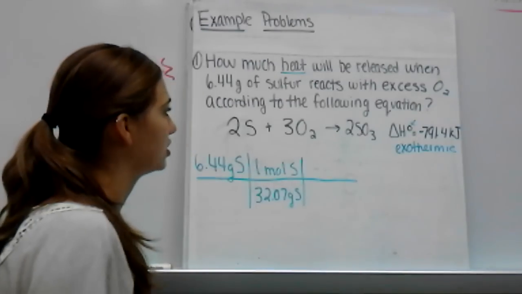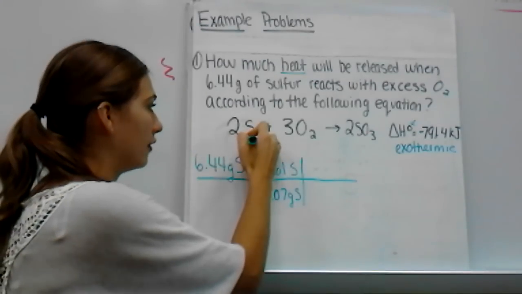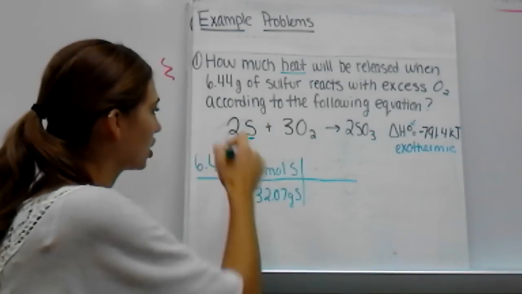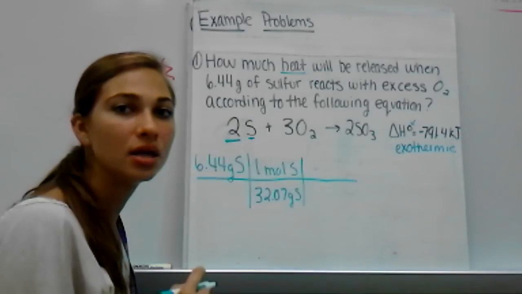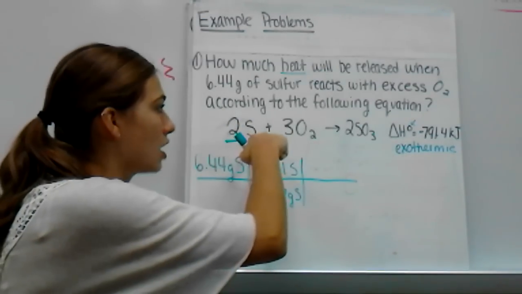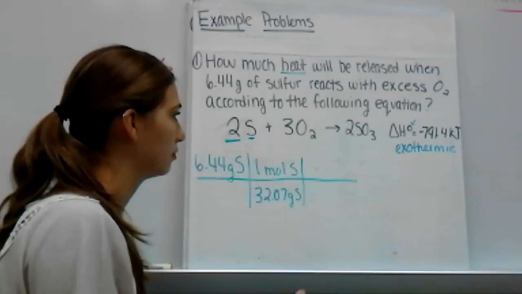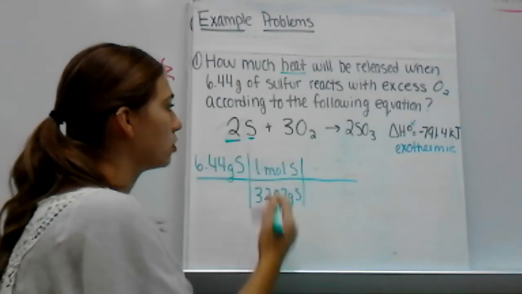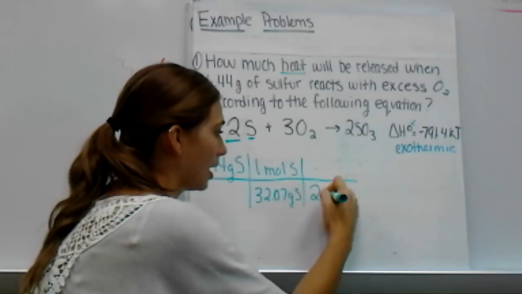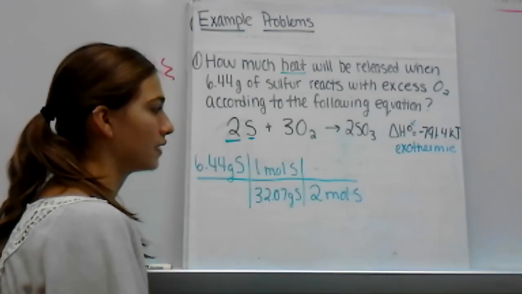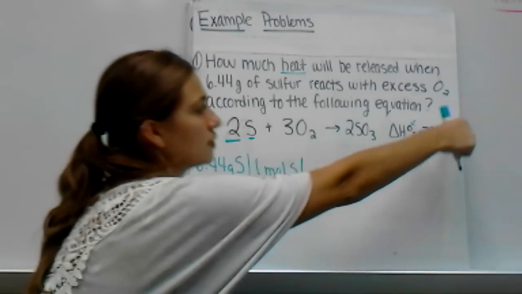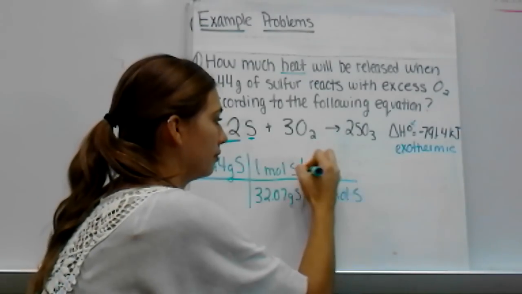Now what we have to do, when we look at sulfur, which is right here, the coefficient in front of it is telling us how many moles of that substance are being reacted in this equation. So here we have 2 moles of sulfur. We're going to be putting that on the bottom. Next, what we're trying to find is our heat, so we have to put our heat up on top.